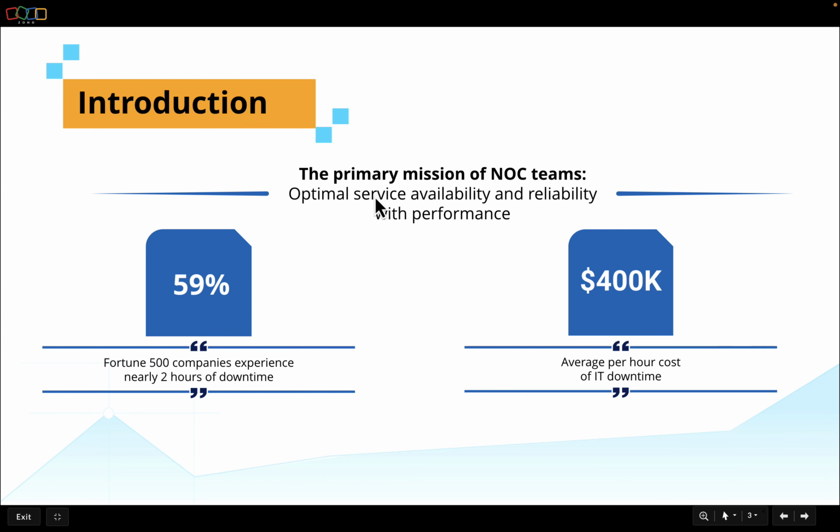So, the primary mission of any NOC team is to cultivate a reliable IT operations landscape, one that offers optimal service availability and reliability without sacrificing on performance. However, in today's modern, evolving, and highly complex IT infrastructure, achieving this goal is easier said than done. To realize this vision of an efficient NOC team that works like a well-oiled machine, the key lies in proactively identifying indicators of downtime and implementing strategies to mitigate their impact, ensuring maximum uptime for critical infrastructure components.